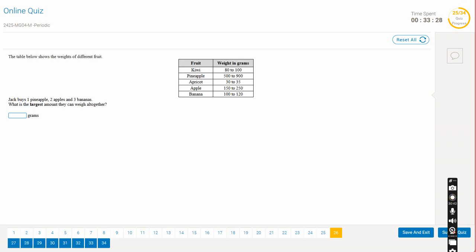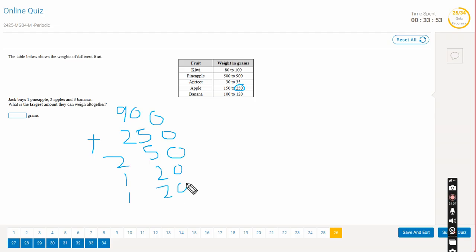Okay, so Jack buys one pineapple, two apples, and three bananas. So if he's saying the largest amount they can weigh altogether, so one pineapple is 900, right? And then two apples, again, two apples is how much? 250. He wants it to be way higher, so we'll choose the higher value. So 250 and then another 250, right? Because two apples, and then what does he want? Three bananas that he wants to weigh higher. So 120 and 120 and another 120. Right? So we can add all of this.